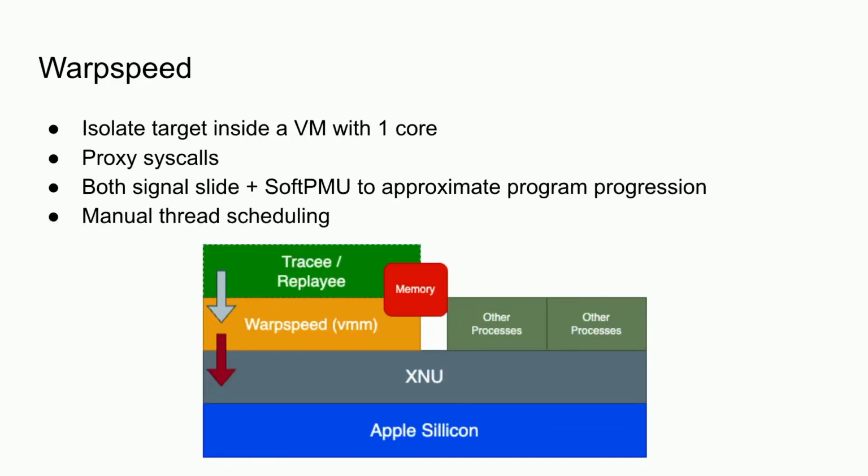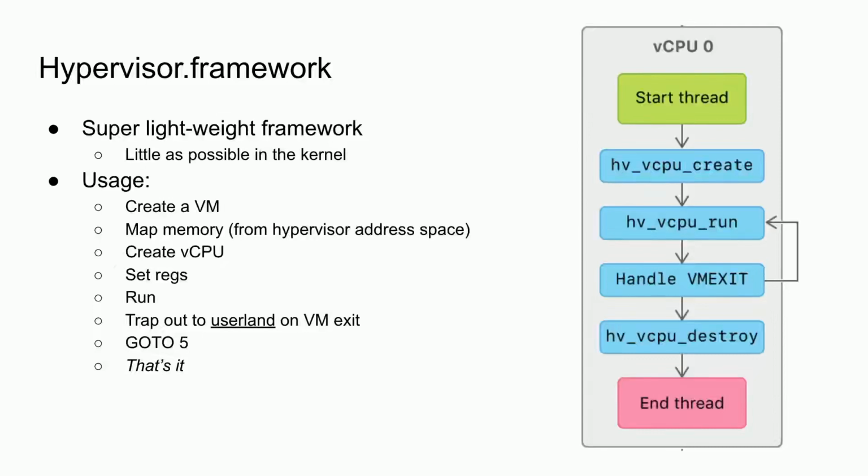It's also worth noting that this is not macOS in a VM. This is literally the single process, really not even the process, it is the executable running in a VM at EL0 with nothing else. One of the key things that enables all of this is Hypervisor.framework, a super lightweight framework that Apple introduced, I think in 10.10, for building hypervisors and virtualization.